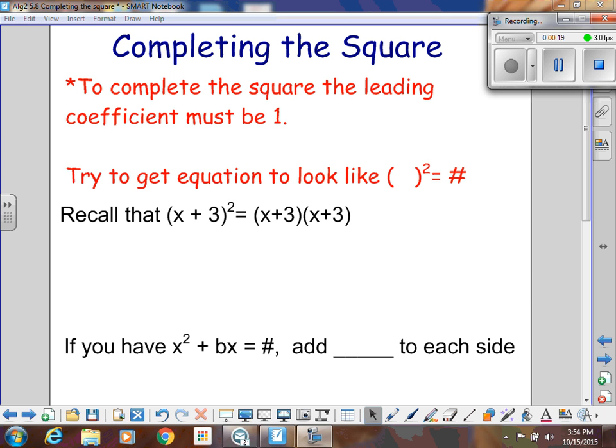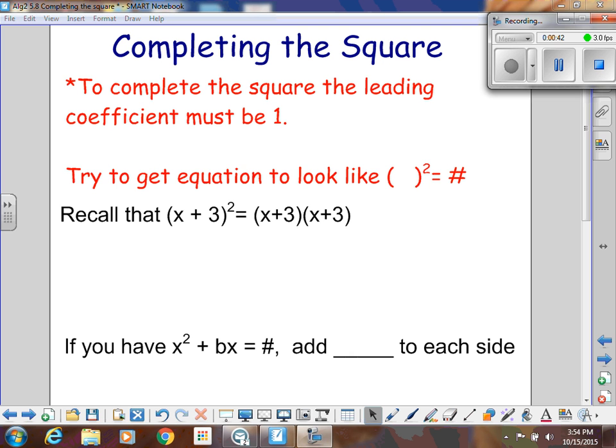And so let's go back to what we mean by completing the square. First of all, in order to complete the square, the leading coefficient must be 1. So I have to have a 1 in front of my x squared. If there's not a 1, then we have to divide that out. And for this video, I'm just going to show you ones that have a leading coefficient of 1.